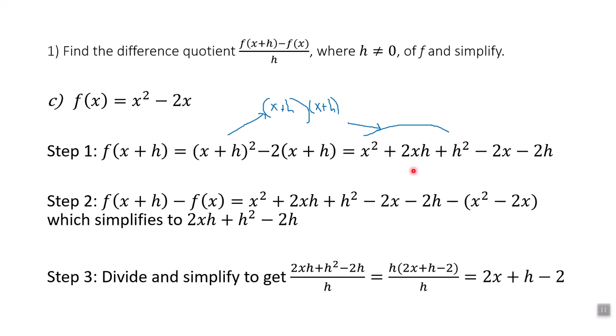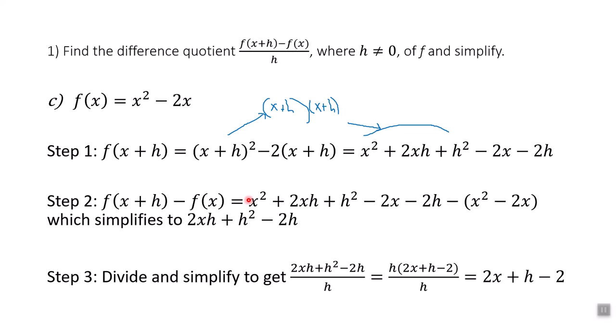right here. That's a big, long expression, but that's all right. We're going to use it here in step 2, f of x plus h minus f of x. So I don't reinvent the wheel. I put down what I had in my last step, subtraction. Subtract the original function, so I use parentheses around the original function, the x squared minus 2x.